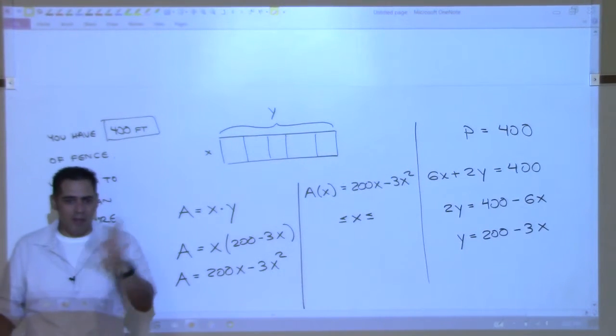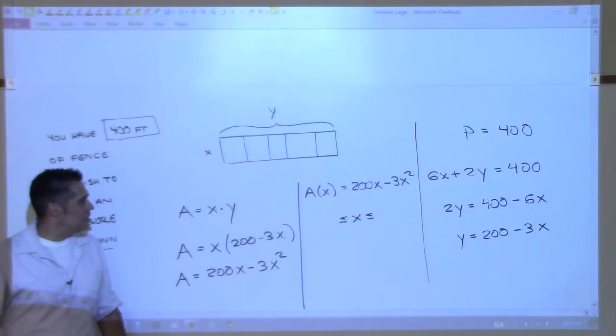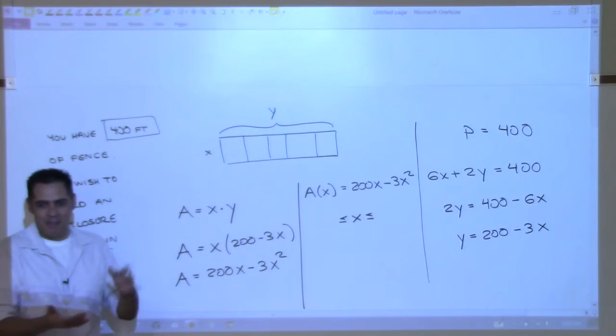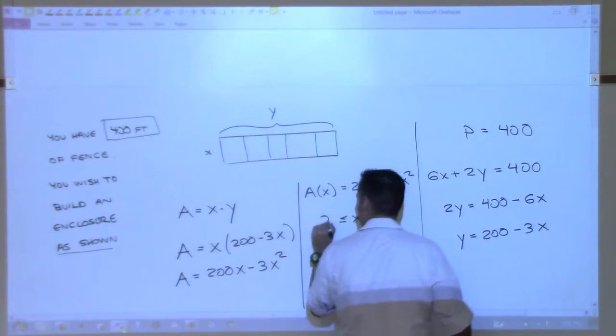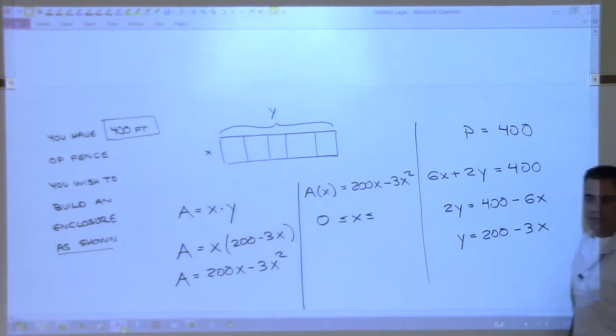X being 0, and then, you know, the farmer has officially gone crazy, right? Because he's building a pen, he's making one side nothing. But that is a lower bound, isn't it? That is a definite lower bound for x. The upper bound is a little bit tricky. Because most people say 400. But it can't be 400.